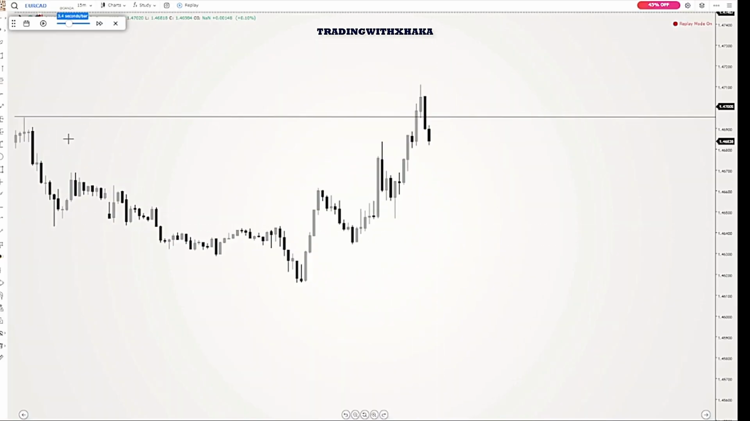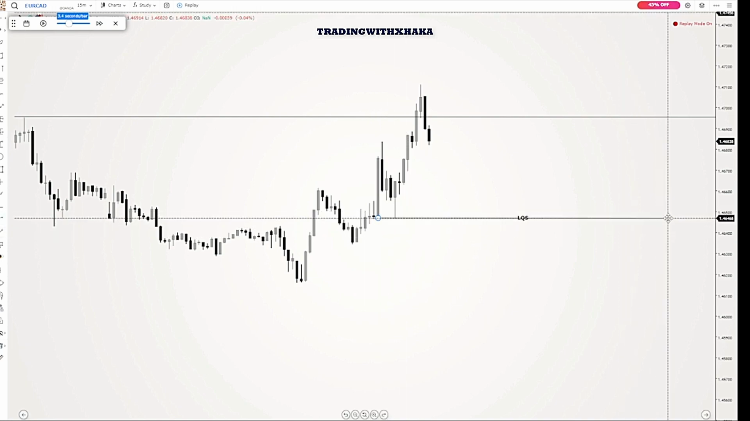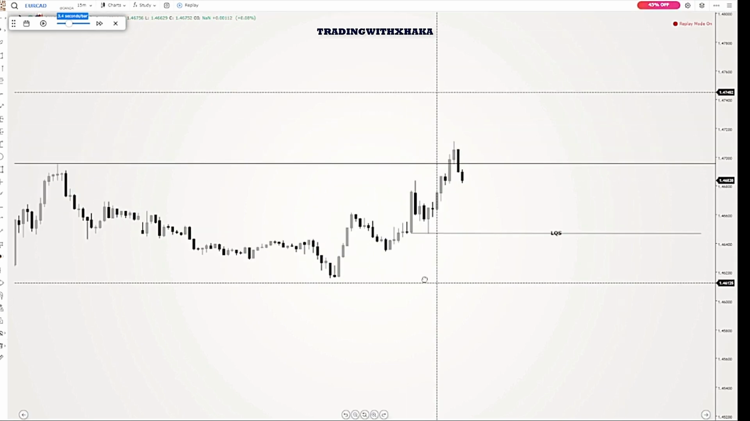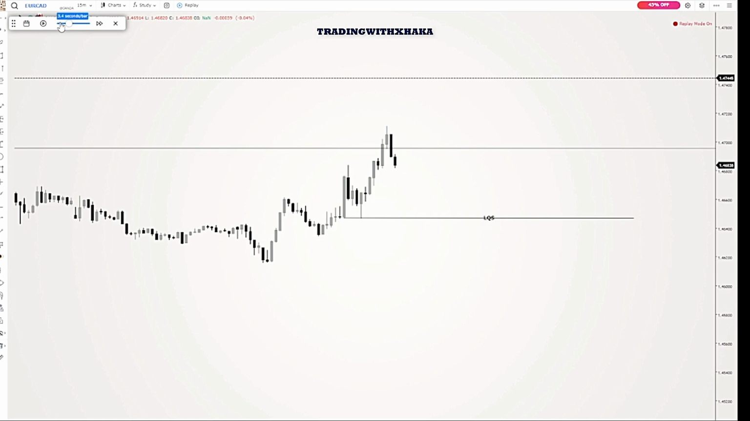So we mark here as our what? As our liquidity zone for sweep. So let's roll the candle to see what will happen in future.